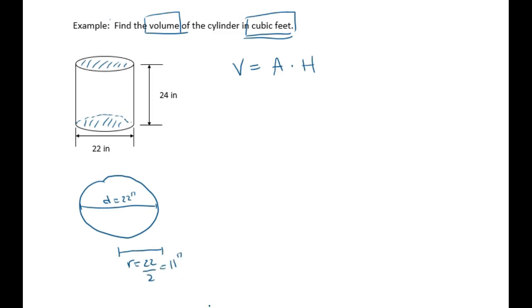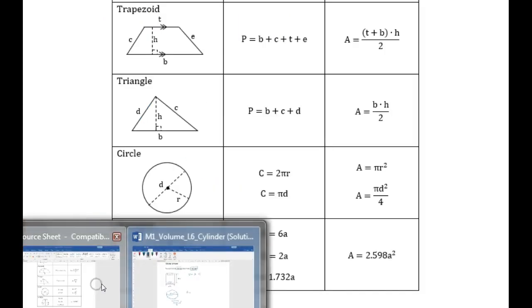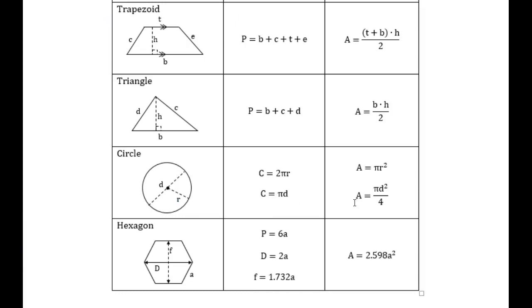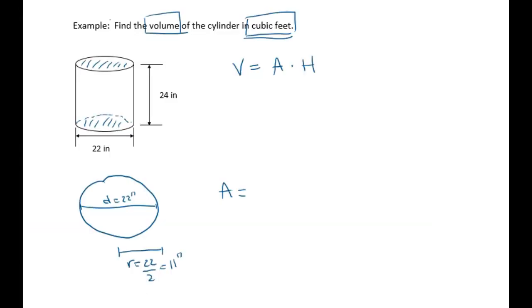Depending on what formula we want to use, we can either apply the diameter formula or the radius formula. So let's start with finding area. Again, we can go to our resource sheet and look for a circle. For the area of a circle, we have two options, whether we want to use radius or diameter. I'm usually a little more comfortable using pi r squared, so that's the one I'm going to apply. So area is equal to pi r squared, so pi and our r value is 11.